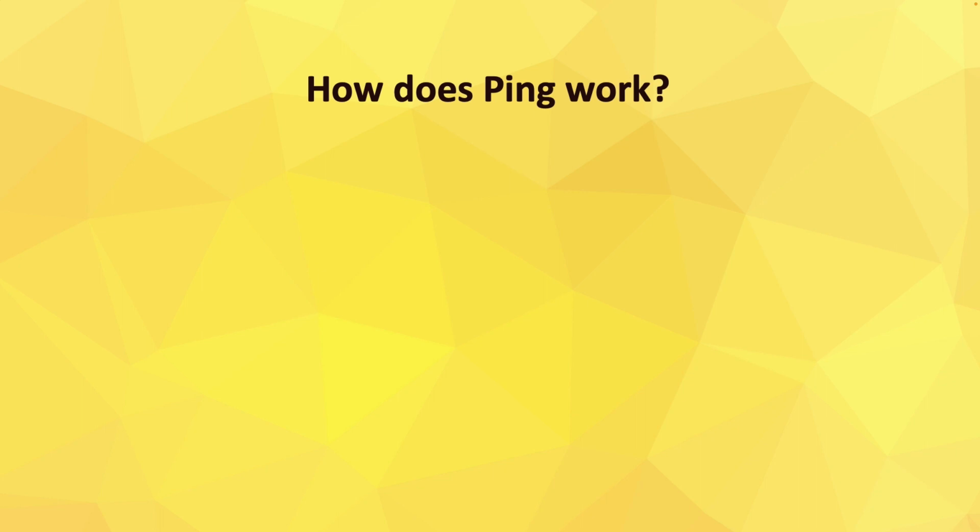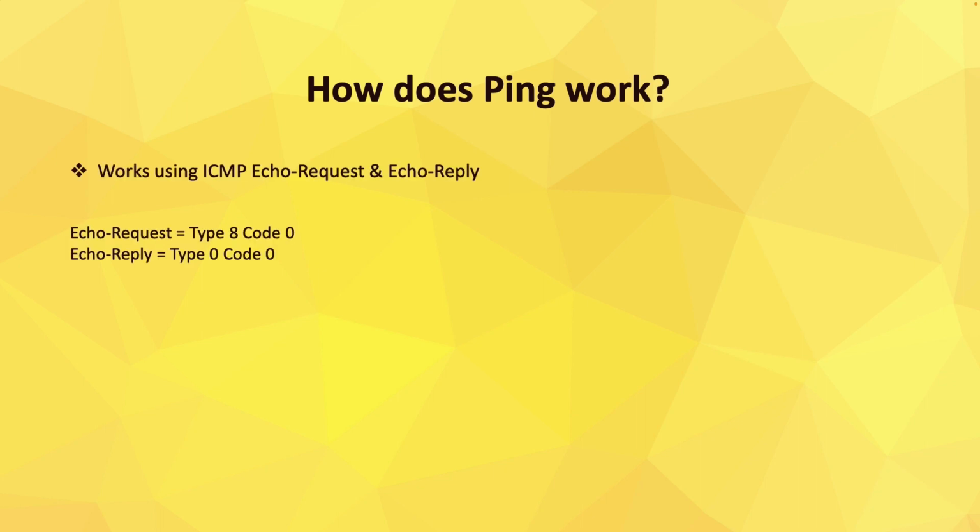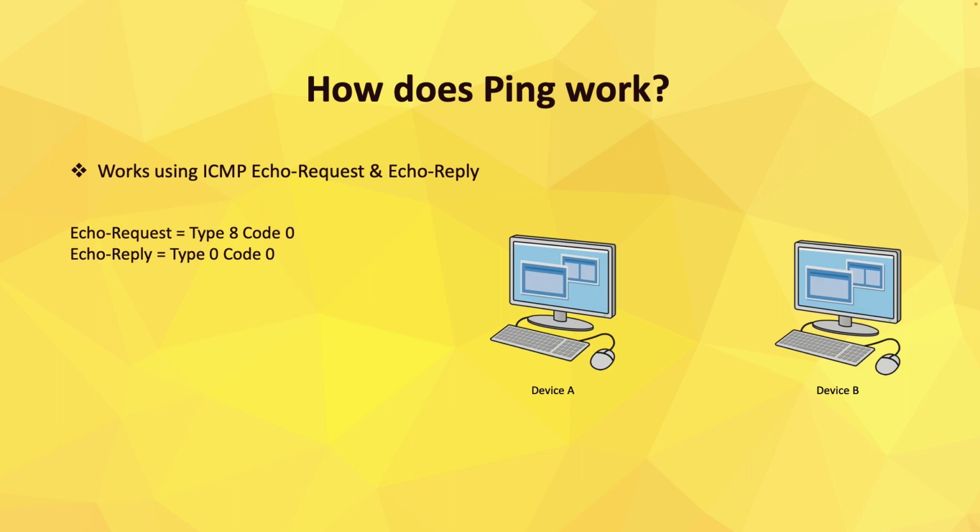Let's now take a look at how ping actually works. Ping packets are nothing but pairs of ICMP echo requests and echo replies. ICMP does a lot more than ping, and in order to track the various kinds of packets, the ICMP header contains two fields, type and code. So for a device, say device A, sending an echo request, it's sending an ICMP packet with type 8 and code 0. That would actually signify an echo request.